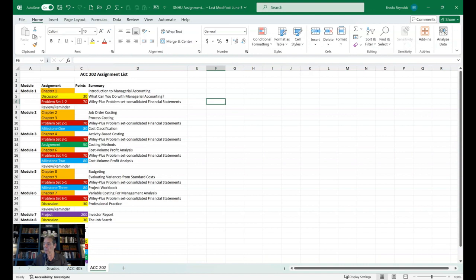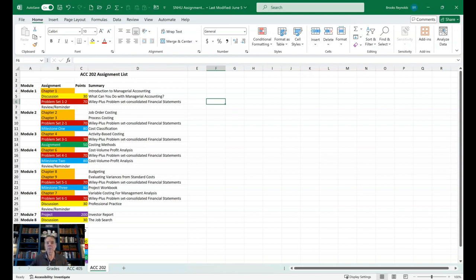The first one, again, in this discussion, you will consider the relevance of managerial accounting and different professional roles. You'll introduce yourself, and so, again, that's part of it. If you don't introduce yourself, then you're not going to get full credit for the discussion.